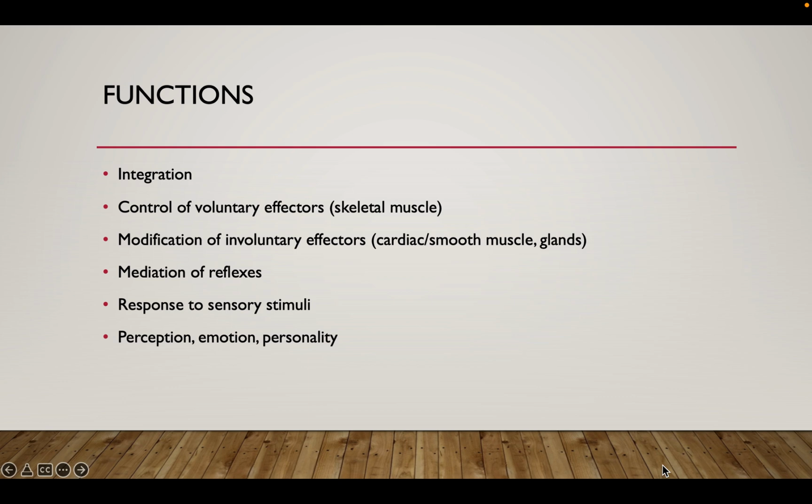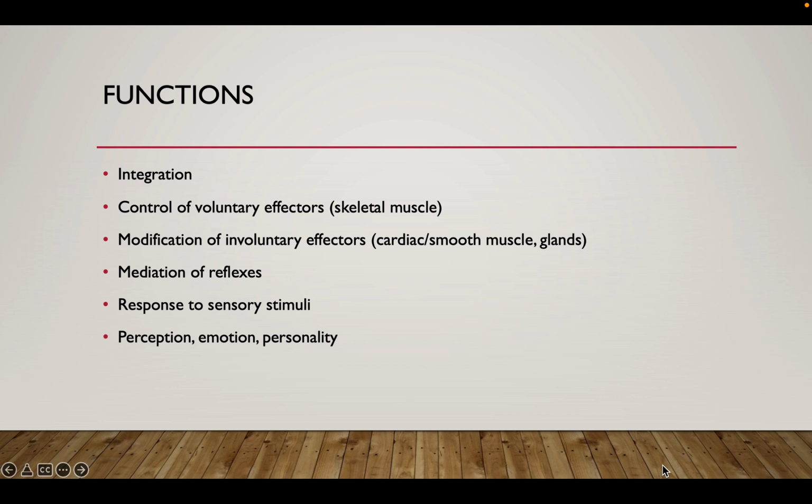Reflexes is another one. So things like our patellar tendon reflexes. We have little things called Golgi tendon organs within our organs, and also things called muscle spindles. When these things contract and when they are stimulated, they can produce an action that results in a very quick reflex.